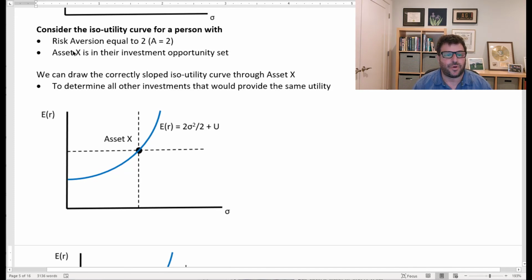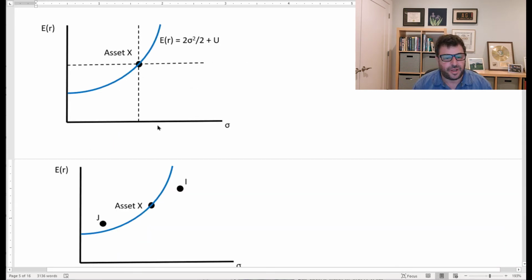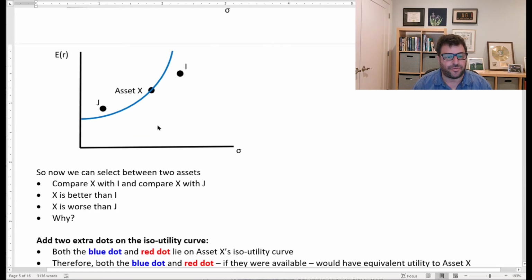For A equals 2, asset X is in their investment opportunity set, and so we'll draw a correctly sloped ISO utility curve through asset X to determine all other investments that would provide the same utility as asset X. And here I have the curve that runs through asset X, but I can compare it to asset I and I can compare it to asset J. And I can see fairly easily that X is better than I, but X is worse than J. Let's talk about how.